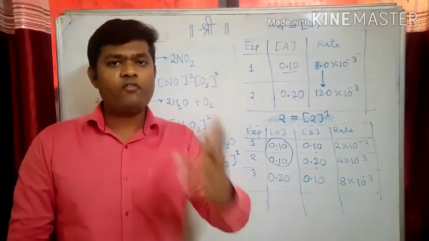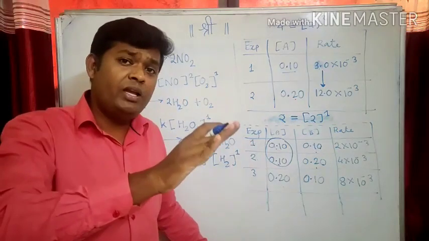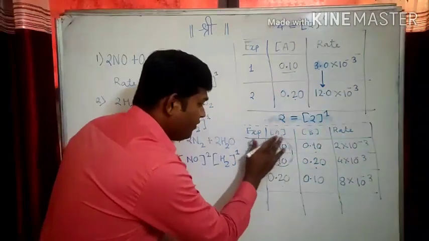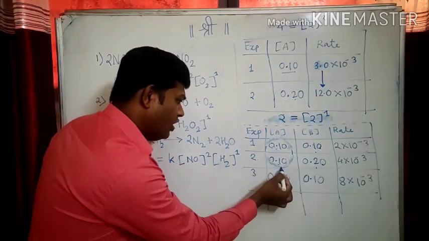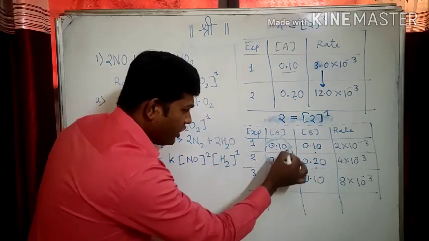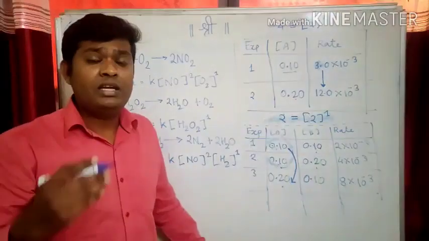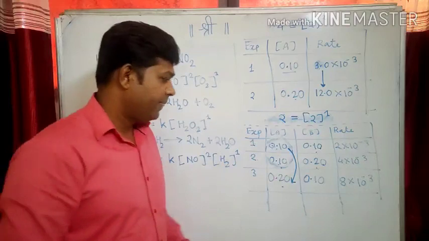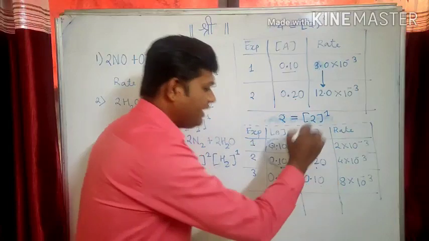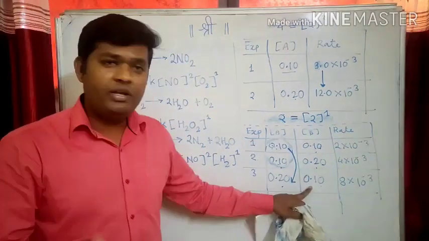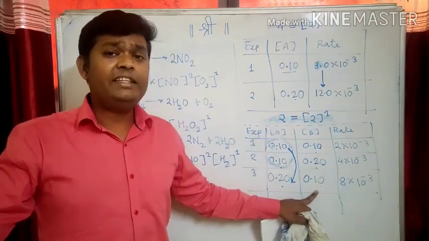Let us find the order of A. For that, the concentration of A will change and the concentration of B will remain as it is. You have to see where the concentration of A is changed. From 0.10 to 0.10 it is constant, from 0.10 to 0.20 it changes. The concentration increases 2 times. Definitely B will be constant. See, in the first experiment B is 0.10 and in the third experiment B is 0.10. So the concentration of B is constant, so B is not affecting the rate of reaction.